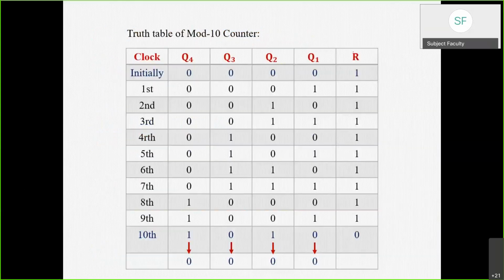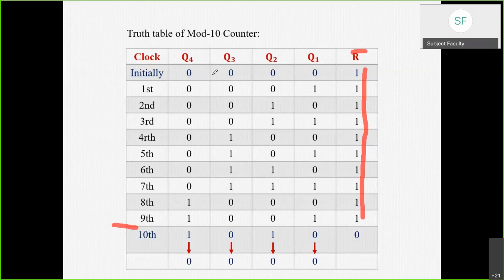So this is again the truth table of the mod 10 counter. Again, please read it as R bar. And initially we have assumed all 4 flip-flops are at 0 0 0 0. And then after the 10th pulse, what is happening? Until this 9th pulse, we will discuss first. Now if you observe, the R will always be 1. Why? Because R is nothing but the output of the NAND gate.